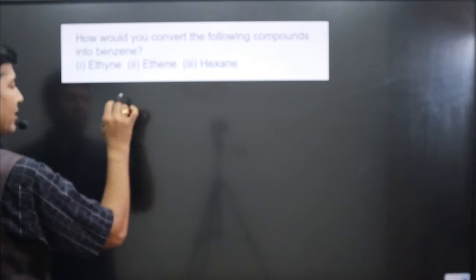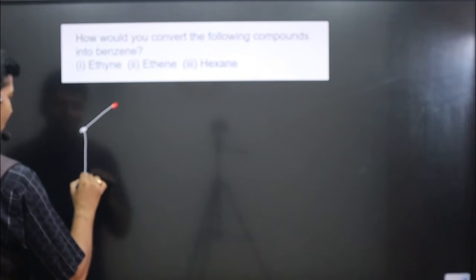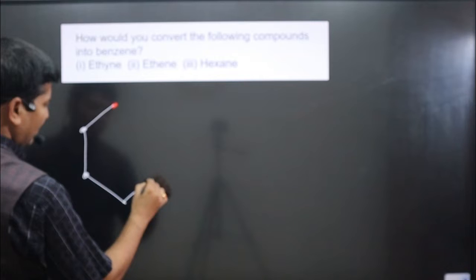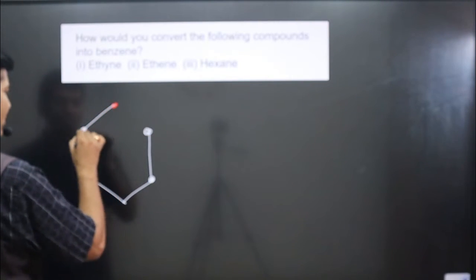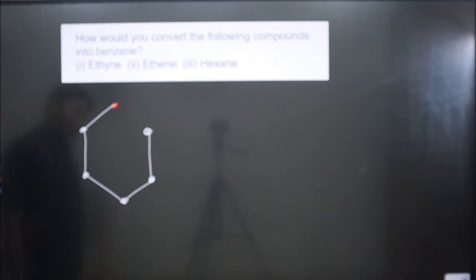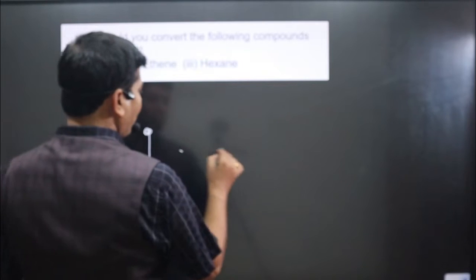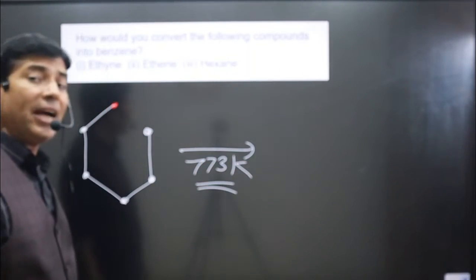Let's say one carbon is there, there is no branching. Okay, one carbon, second carbon, third carbon, this is fourth carbon, it is fifth carbon, and it is sixth carbon. First, second, third, fourth, fifth, and sixth carbon. Okay, and in this case we maintain 773 Kelvin. This much temperature we maintain, very high temperature.